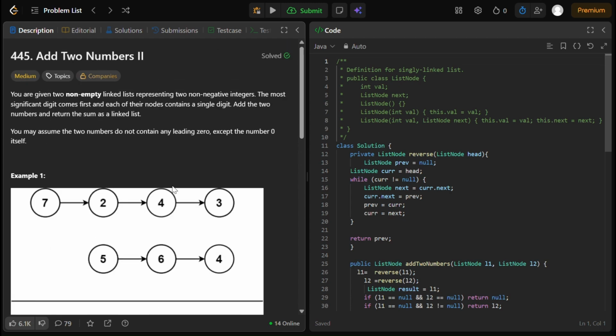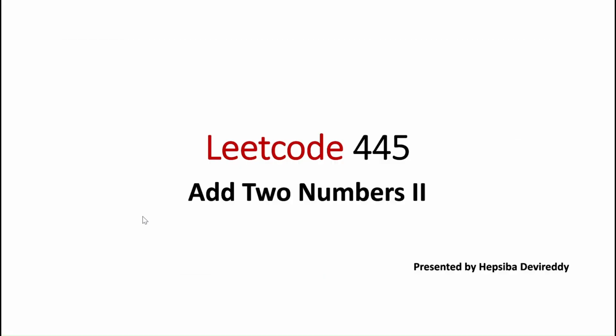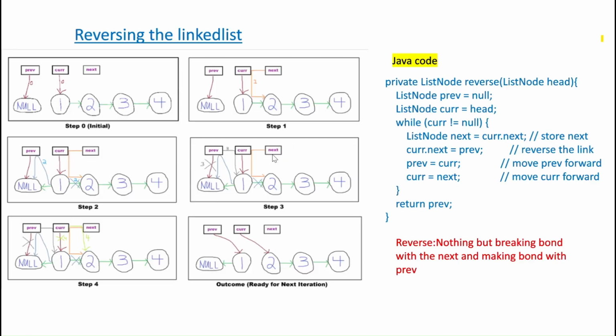Let's come, guys. If you have already watched my previous video, that is the Add Two Numbers one video, in that problem they gave the numbers as linked lists in least significant order. If you already have done that problem, just see the approach and try to do it on your own. Okay, our approach is here.